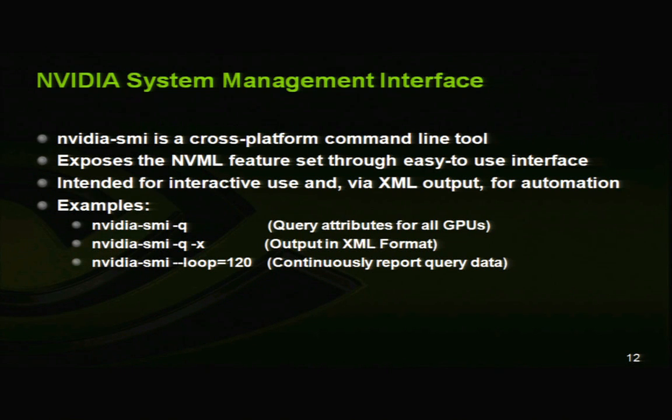So the intention is for interactive use and also for automation. We are providing a special switch here, with a command line option -x, an output in XML format, which you can use for something you want to manage. Here are two examples. nvidia-smi -q queries all the attributes for the GPUs which are installed in the system, or you can also use nvidia-smi in a loop, which gives you, every 120 seconds in this example, an output of what's going on on the GPU.